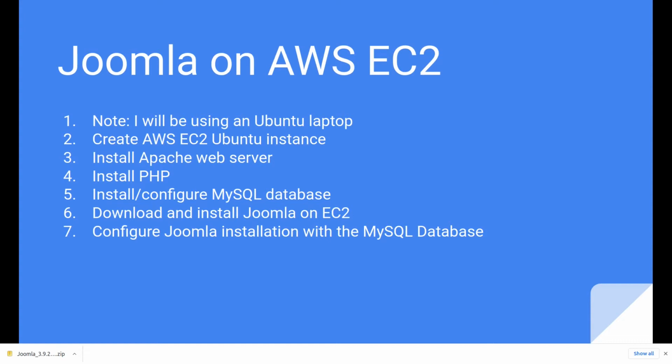So in the video I'll be creating an AWS EC2 Ubuntu instance. I'll install the Apache web server, install PHP, install and configure the MySQL database Joomla will use to store the data, and download and install Joomla on the EC2 instance, and then configure the Joomla installation with the MySQL database.